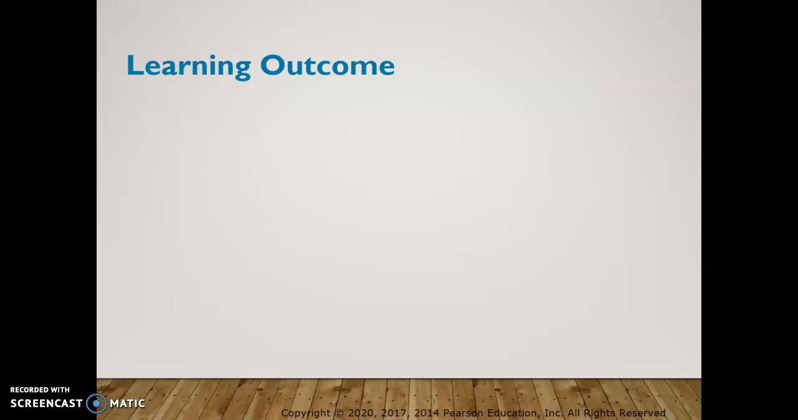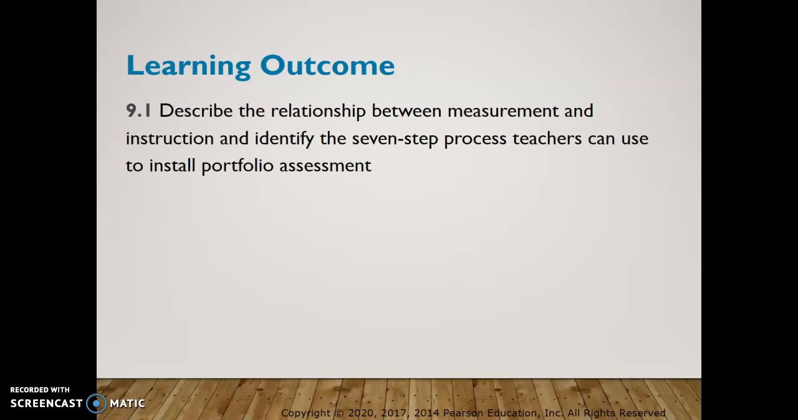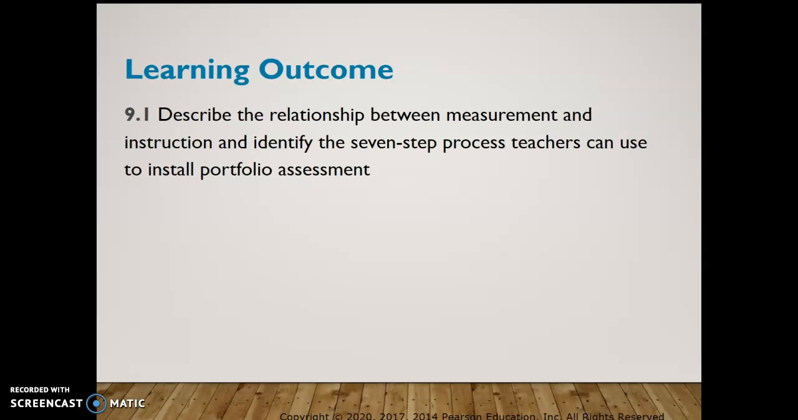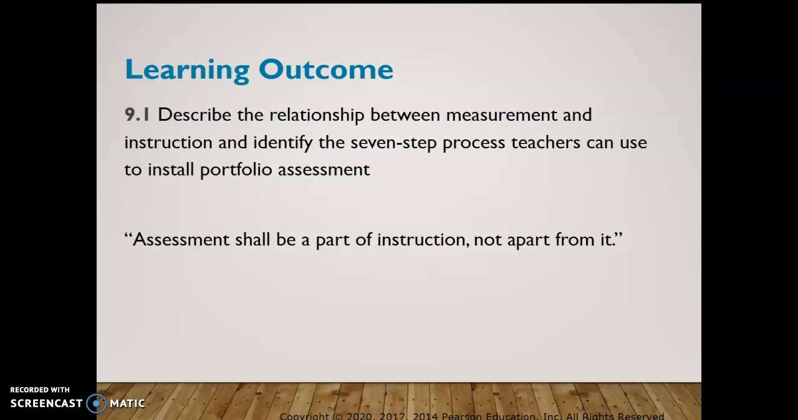The learning outcomes for this chapter include: describe the relationship between measurement and instruction, and identify the 7-step process teachers use to install portfolio assessments in their classrooms. Assessment shall be a part of instruction, not apart from it.